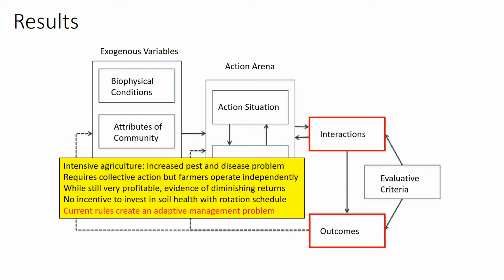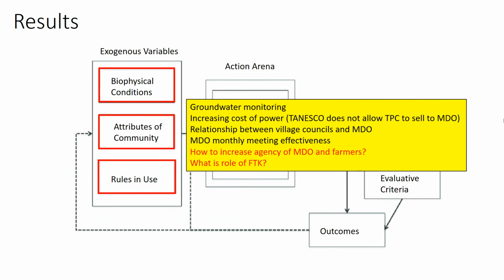And one critical aspect in terms of soil health is that there's no incentive to invest in your soil health. No one on the farm will purchase expensive manure to improve crop yields and increase soil health if they don't get the plot again in the next growing season. So it requires an adaptive management solution and a look at the rules and how to change the rules.